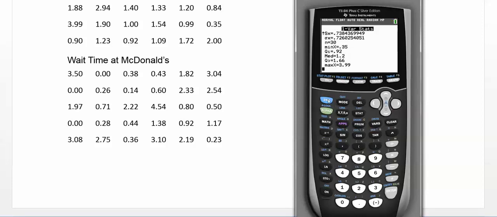And then we can go back in and do the same thing for the McDonald's data. I got ahead of myself. Just switch L1 to L2, and then hit enter. And it does the same calculation. It gives us the mean and the standard deviation, for the population and sample.